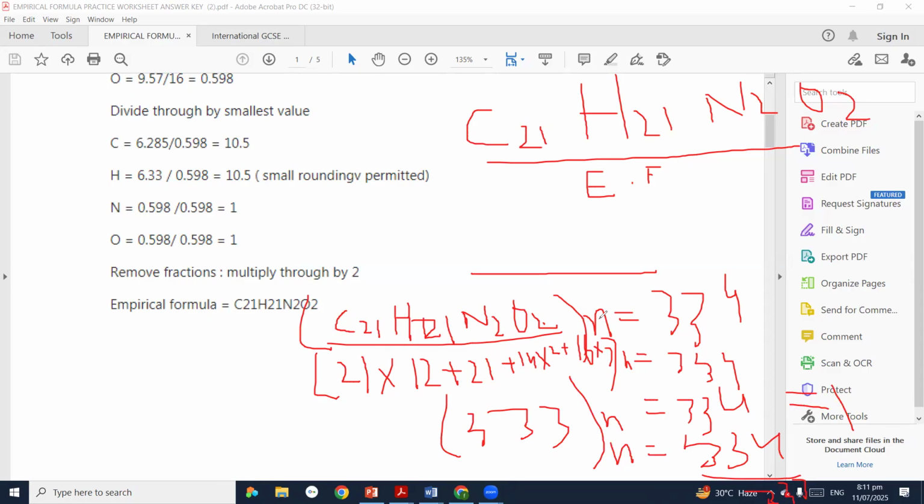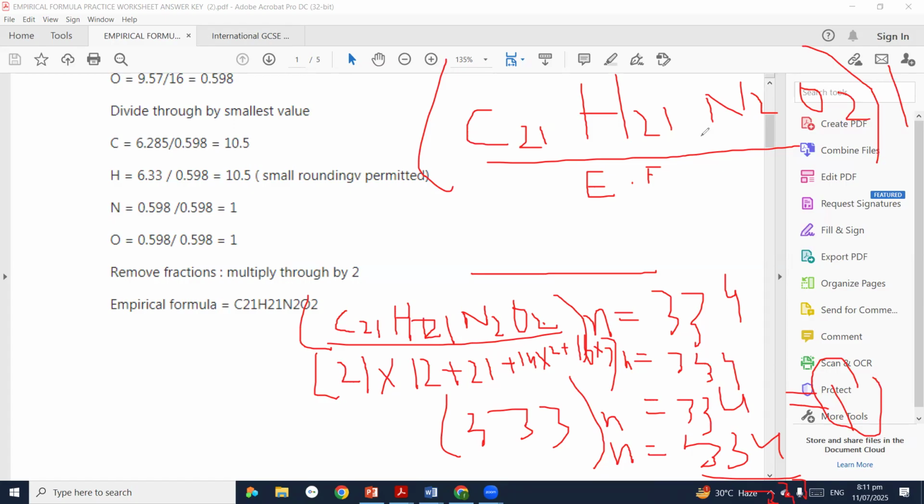Is the calculation clear or not, beta? Yeah, it's clear. Clear? Now you get the value of n. So let me know what will be the molecular formula if I multiply by 1. You will get the same molecular formula.